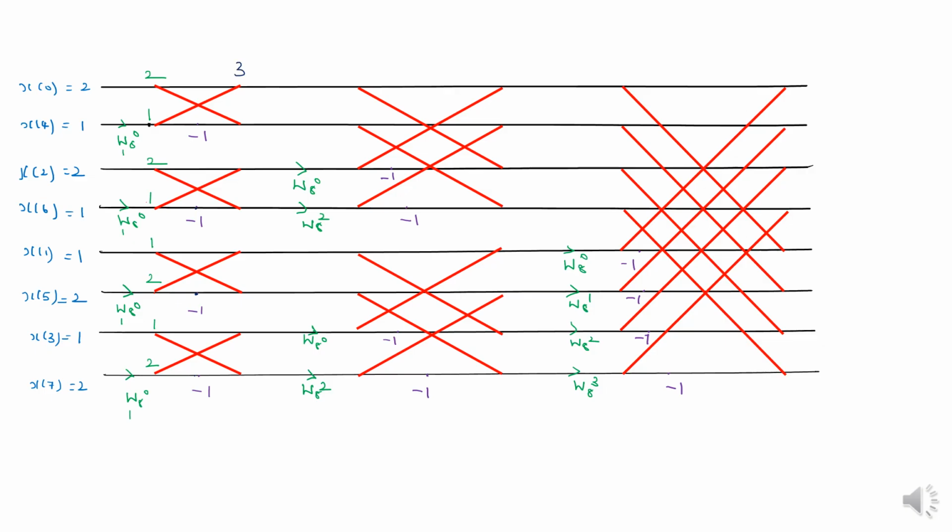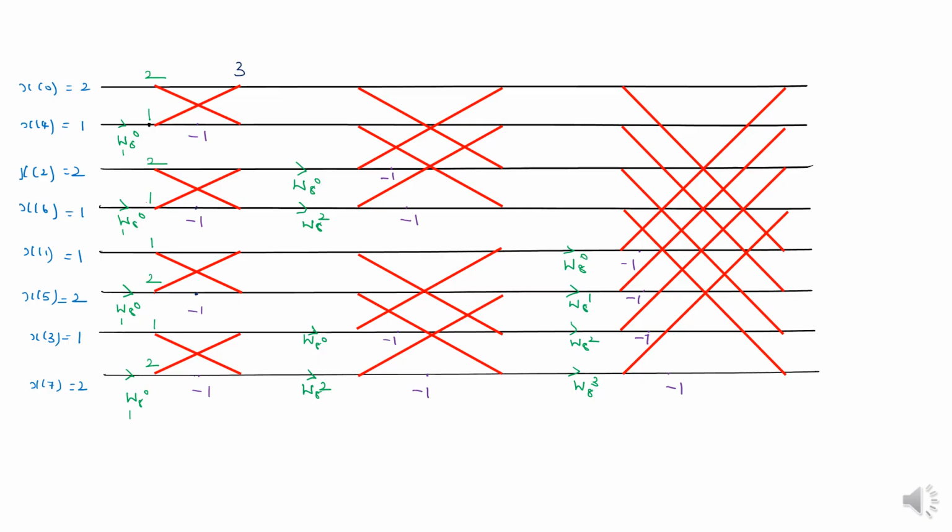Similarly, when we check for this point, let's find the value at this point. This point is connected by this line and by this line. At this line, I have 2 plus one input here multiplied by the multiplier, which is -1. So 1 into -1 is -1.